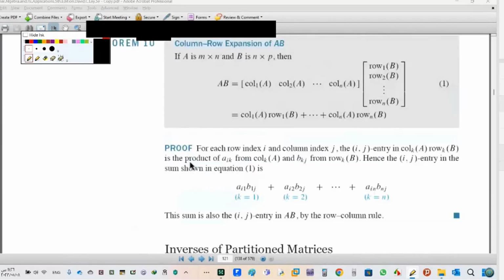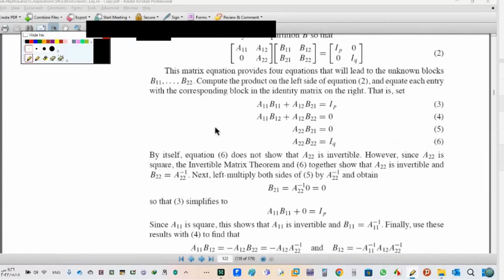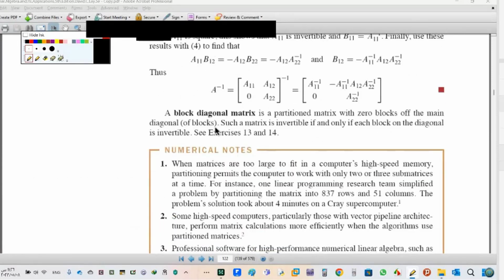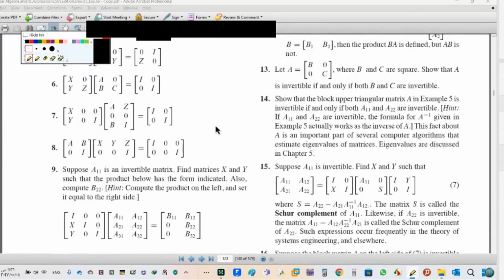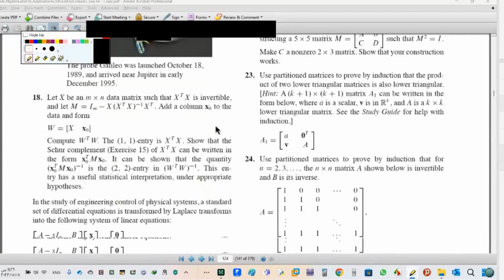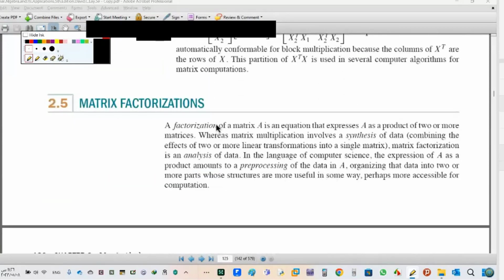So see here we have rows and columns. Inverse of partitioned matrix, we don't need this one. Again, you can skip this one. Let's go with this one. Just reading those today. We don't need it in the exam. Let's go.